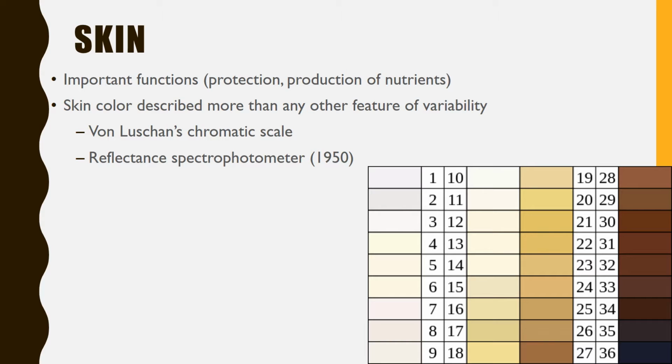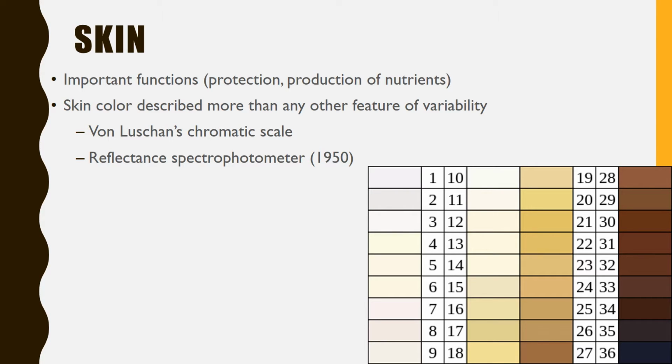And as we have already discussed in this class, skin color is one of the most described differences between humans, and it's become one of the main features that we use for most systems of racial classification. Throughout the 19th century into the early 20th century, many scientists were studying skin color by measuring it. For instance, here you can see von Luschan's chromatic scale of 36 different skin tones.